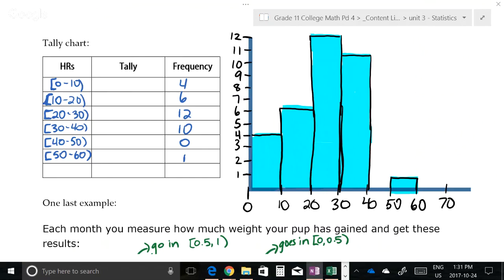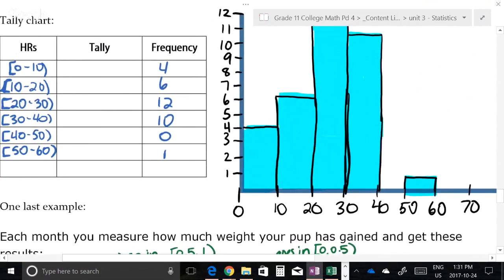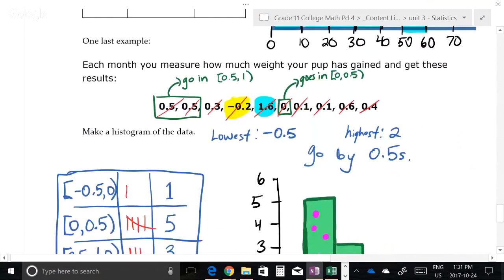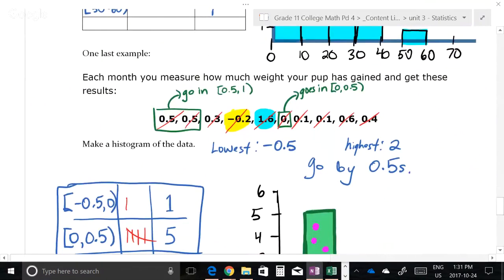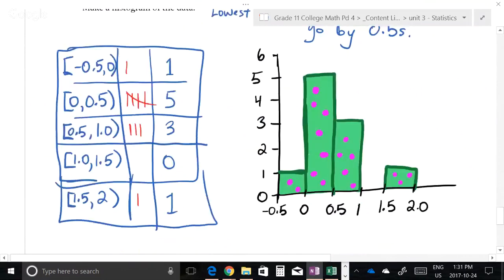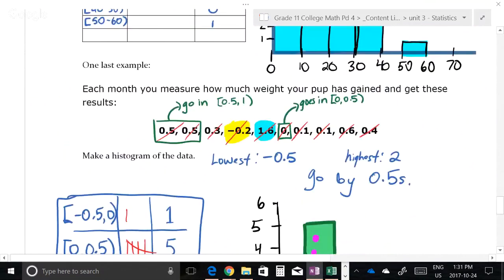Anyway, so here we made a histogram for that. And then we also looked at some numbers that are less nice, including negative numbers. Histograms can include negative numbers. So we talked about weight gain and weight loss in a puppy.